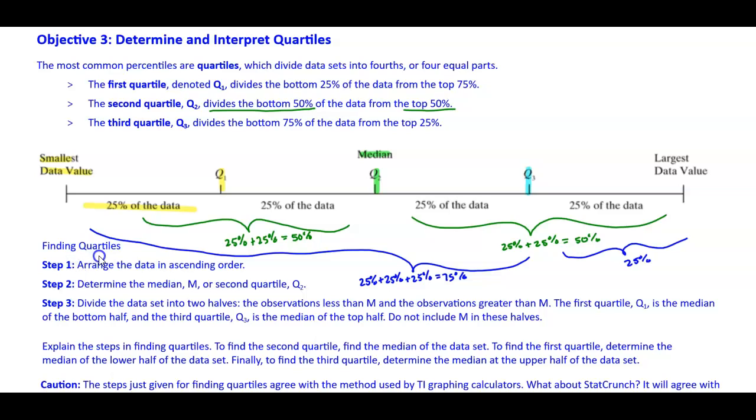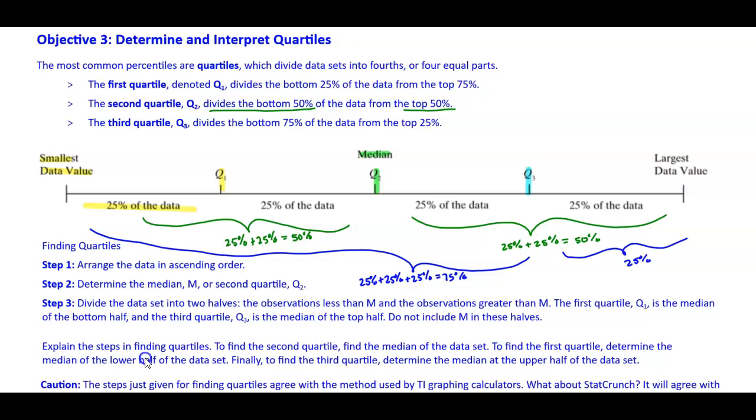Now, how do we go about this? In order to find quartiles, step 1, we first have to arrange the data in ascending order. Step 2, we determine the median M, or the second quartile Q2. Step 3, we divide the data set into 2 halves: the observations less than the median and the observations greater than the median. The first quartile, Q1, is the median of the bottom half, and the third quartile, Q3, is the median of the top half. Do not include the median in these halves.